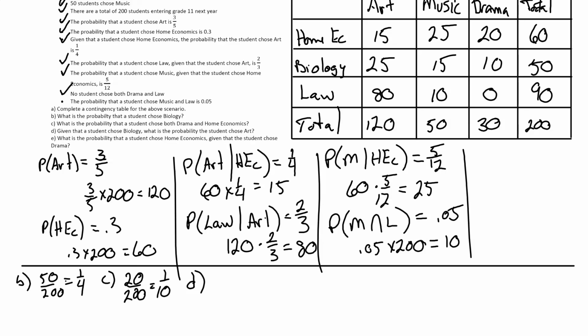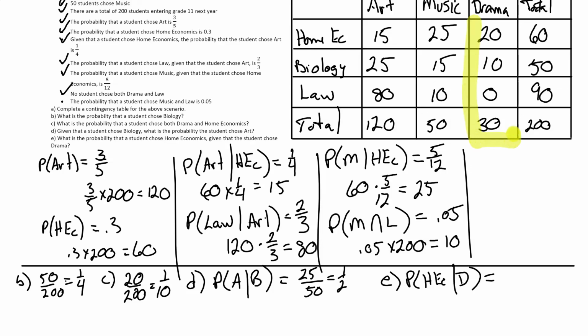Part D, given that a student chose biology, what is the probability that the student chose art? So the probability that the student chose art given that they chose bio. If we're given that they chose biology, we know we're working with a total of 50, so that's our denominator, and the probability that they chose art is 25 out of those 50, or 1 out of 2. Part E says, what is the probability that a student chose home economics given that they chose drama? So we're given drama, we're just looking at the drama column. So we've got a denominator of 30, and our numerator is 20, which can be reduced down to 2/3.